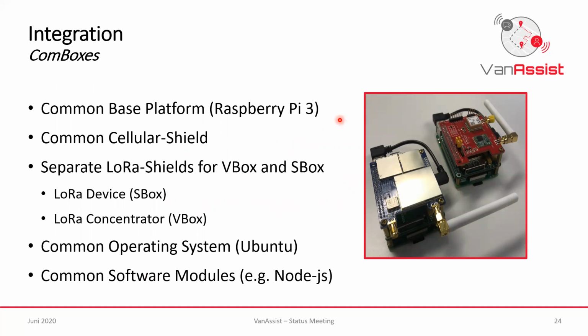Here you can see the hardware of the COM boxes. For SBox and VBox, we have used a common base platform, which is Raspberry Pi 3. And they are employing a common cellular shield and a separate LoRa shield for VBox and SBox. For the SBox, we have a LoRa device, and for the VBox, a LoRa concentrator. They are both using the Ubuntu operating system and software modules, for example Node.js, in order to easily integrate them with each other.